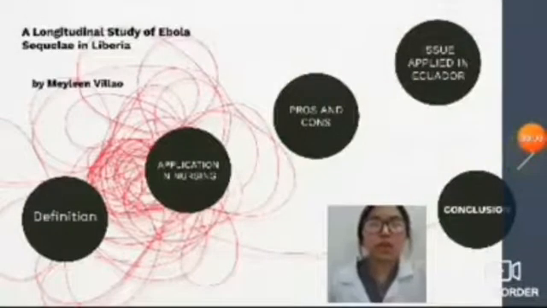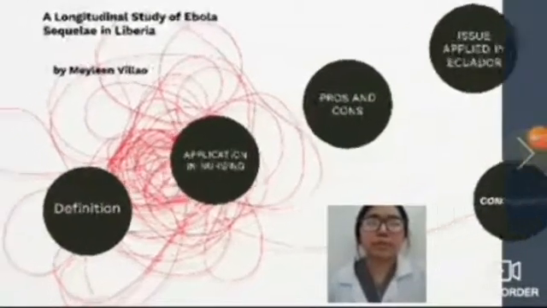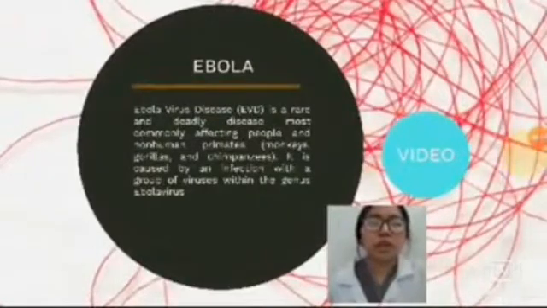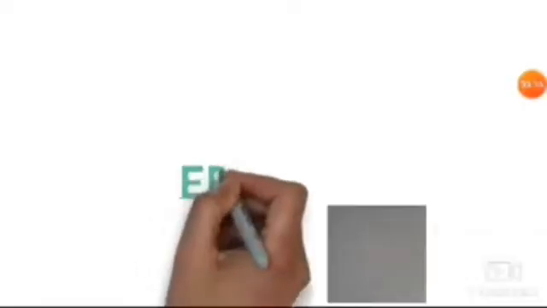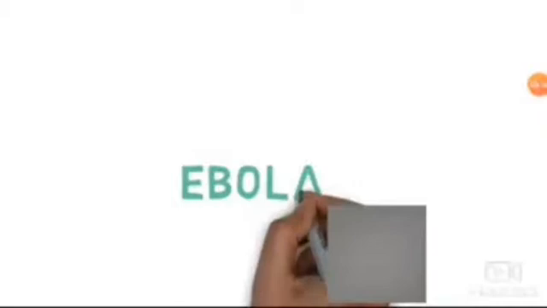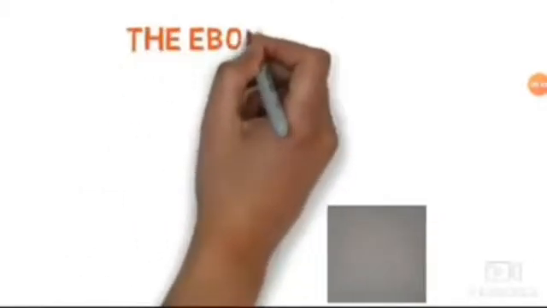A longitudinal study of Ebola sequelae in Liberia. Definition: Ebola. Ebola virus disease is a rare and deadly disease most commonly affecting people and non-human primates. It is caused by an infection with a group of viruses within the genus Ebolavirus. Ebola is a serious viral disease with a very high death rate. The disease is caused by a virus called the Ebola virus.